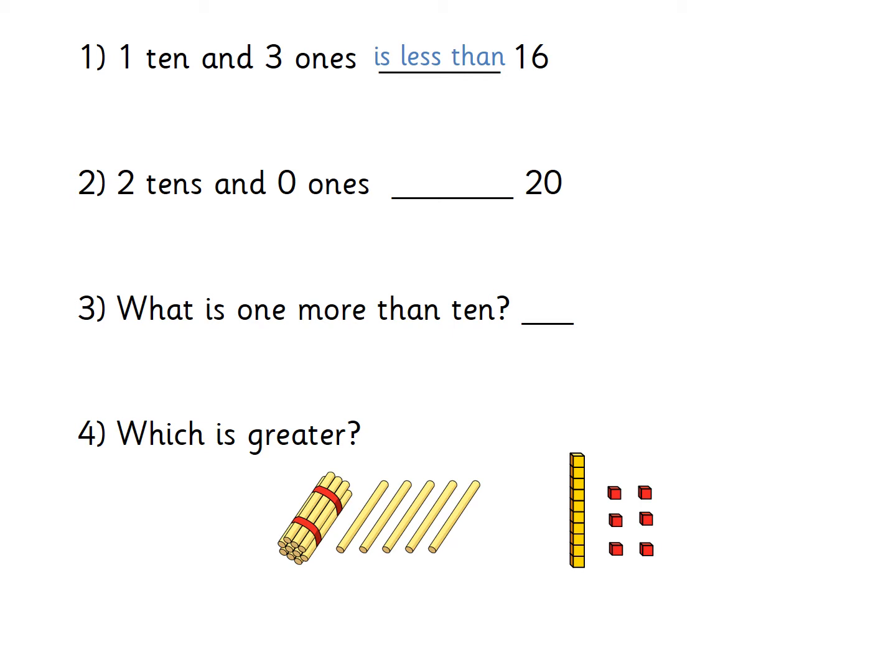Question number 2, 2 tens and 0 ones is something to 20. Is it greater, less than, or equal? Well done, it is equal. 2 tens and 0 ones is 20, and 20 is equal to 20. Question number 3, what is 1 more than 10? Super easy, 11, well done.